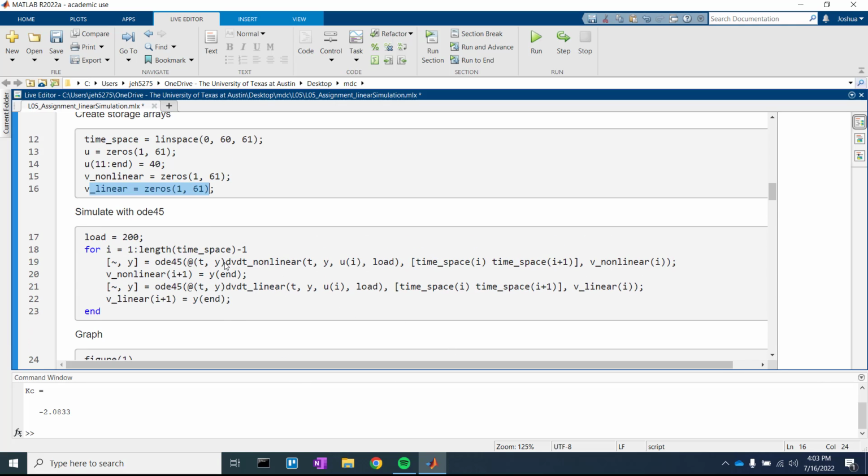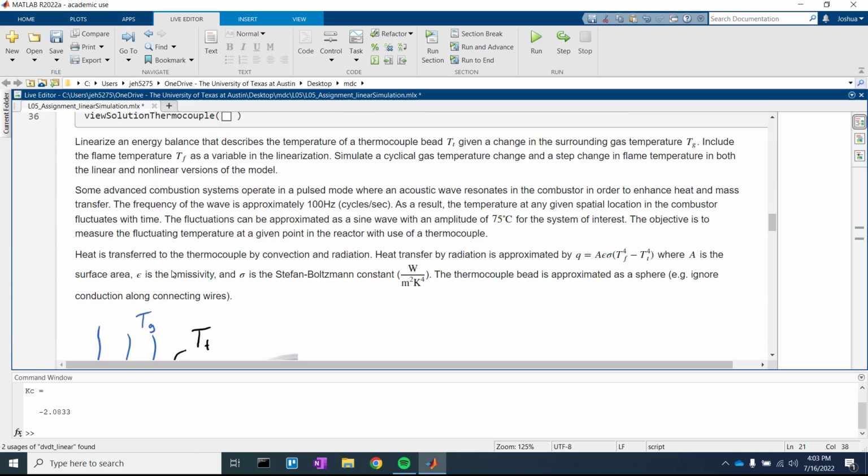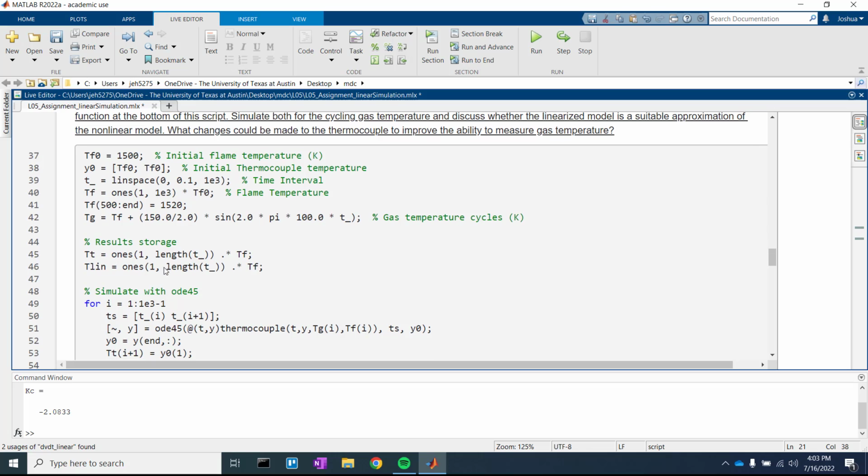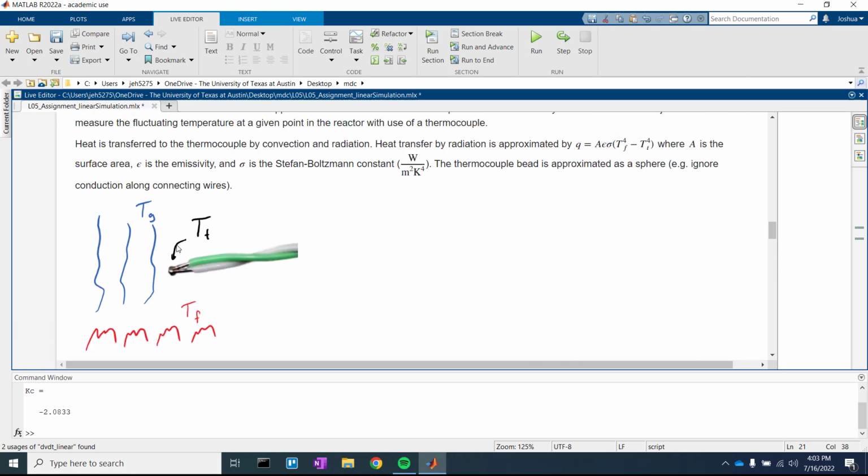Let's go look at our two functions. We have dvdt nonlinear and dvdt linear. As far as integrating them, it should be pretty simple. For each step, we're going to integrate to the next step and determine the next velocity dependent on the conditions, and then go from there. Let's look at our dvdt linear and nonlinear now real quick. That's for the next portion.